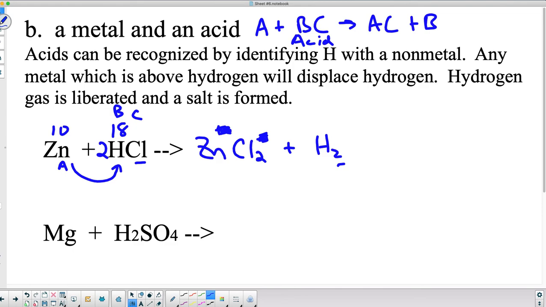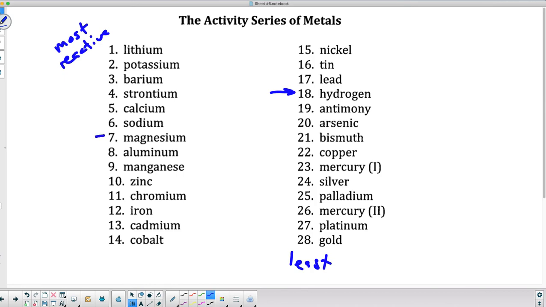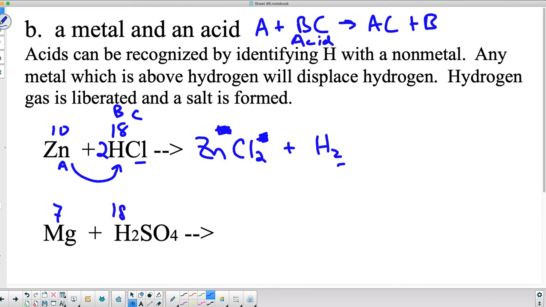So take a look at what happens. Here's another case where I have magnesium at 7. Take a look at it. There's magnesium at 7, definitely less than 18. Remember, hydrogen's always 18. So it kicks out hydrogen. So that means that the A comes here, kicks out B, and goes with C.